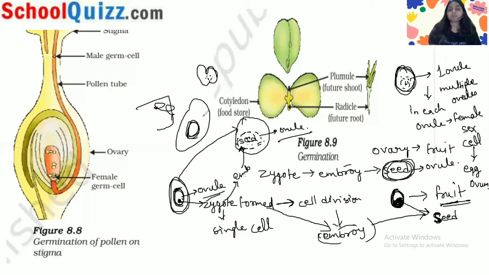So this is the process of the formation of seed. When it becomes a fruit, the rest of the flower dies. The rest of the flower means the petals and the sepals which we have seen, they die. So this is the seed formation process.